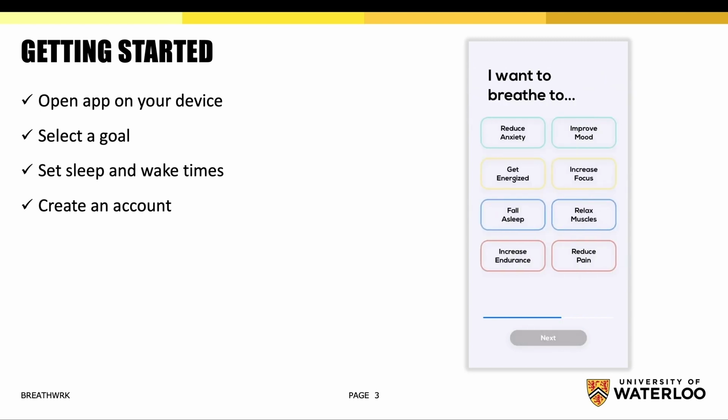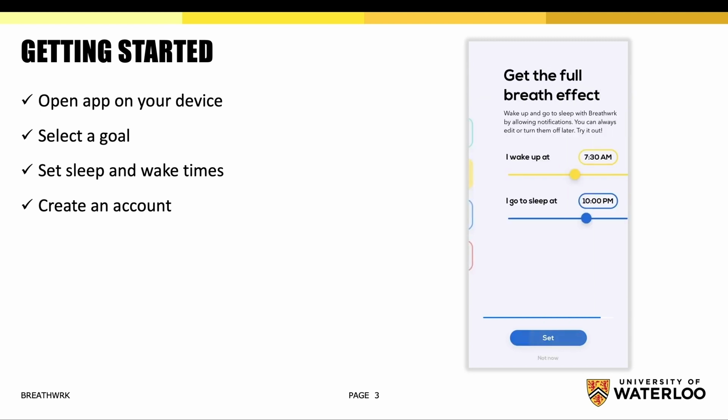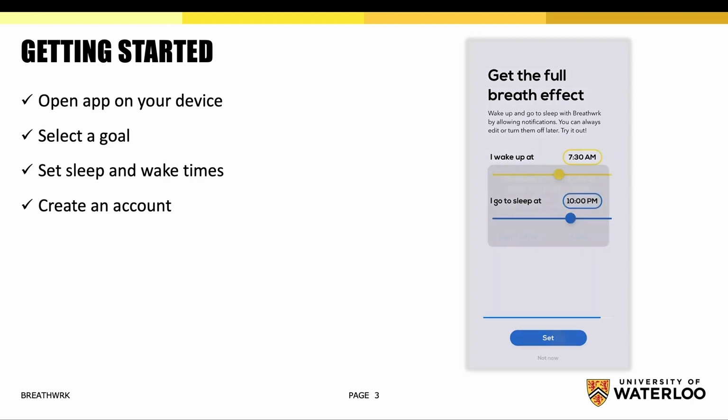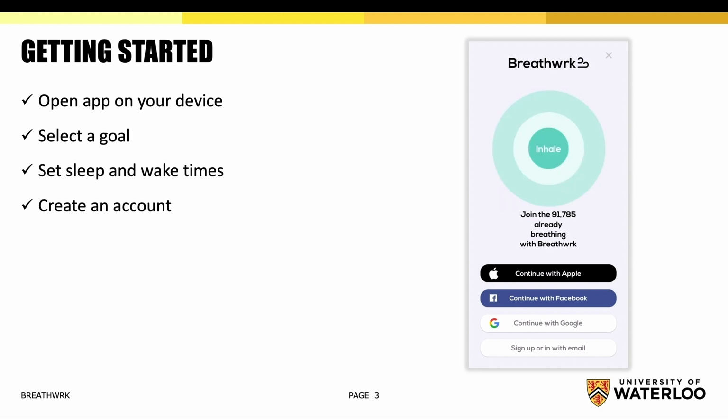You will then be prompted to select a goal to begin with, as well as sleep and wake times. These options can be adjusted in the future. After this, you will be asked to create an account with Breathwrk. Your account can be created using Apple, Facebook, Google, or an email address.